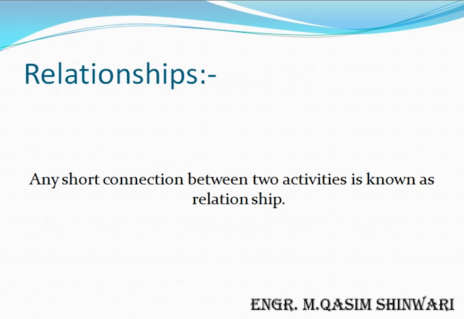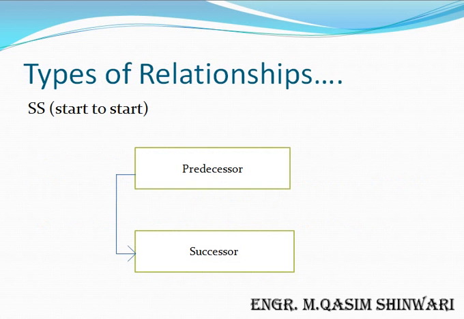Relationships. Relationships can be defined as any logical connection between two activities. There are many kinds of relationships. For example, first is start to start, that is generally known as SS relationship. In this relationship, the predecessor and successor both start at a single time. Both start simultaneously.